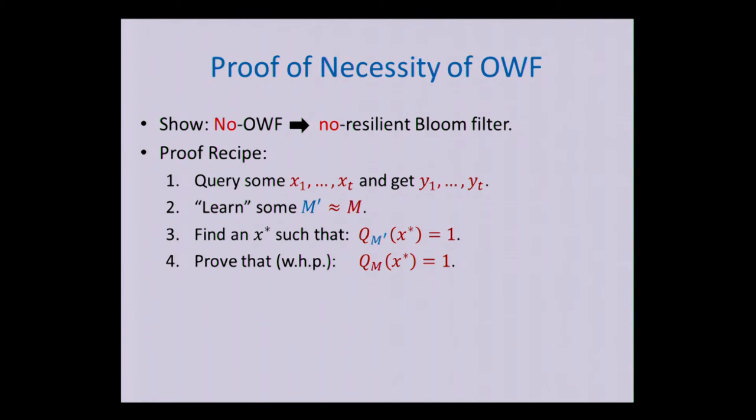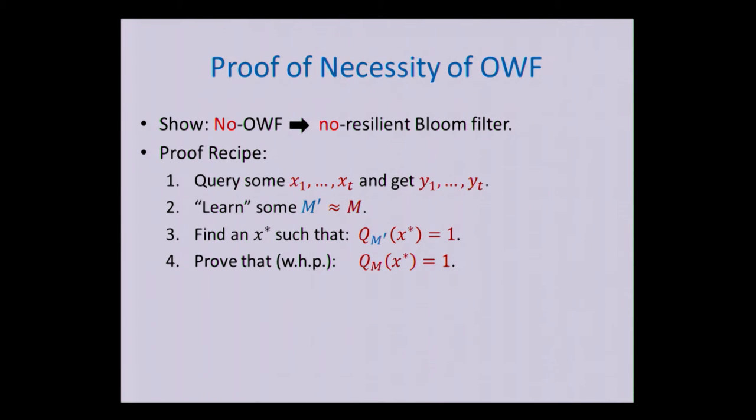So let's see for a second how the recipe of this proof works. What do we want to prove? We want to prove the counterpositive: that if we don't have one-way functions, we can really attack any Bloom filter, so no Bloom filter is adversarial resilient. So we need to construct an attacking algorithm. How do we do it? You give me some Bloom filter. We're going to do the following.